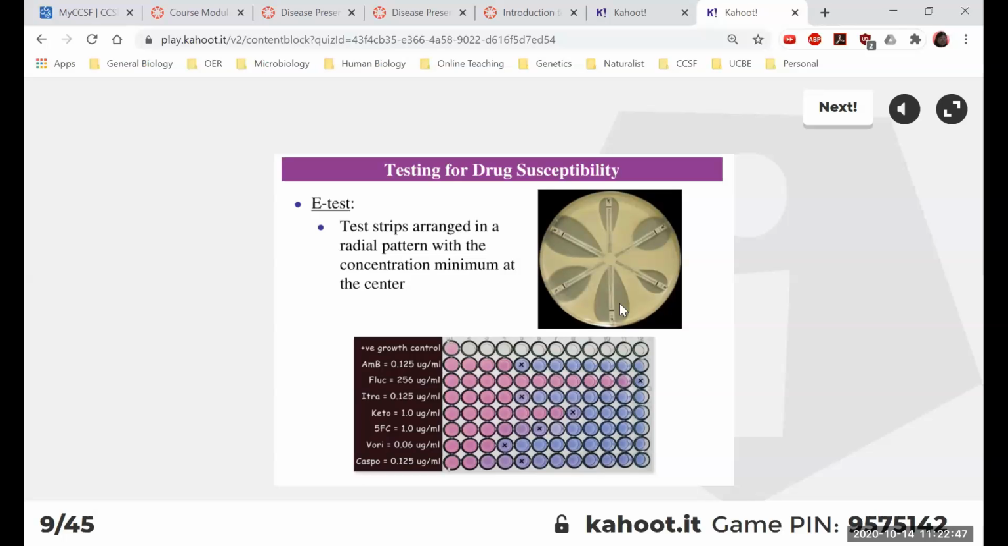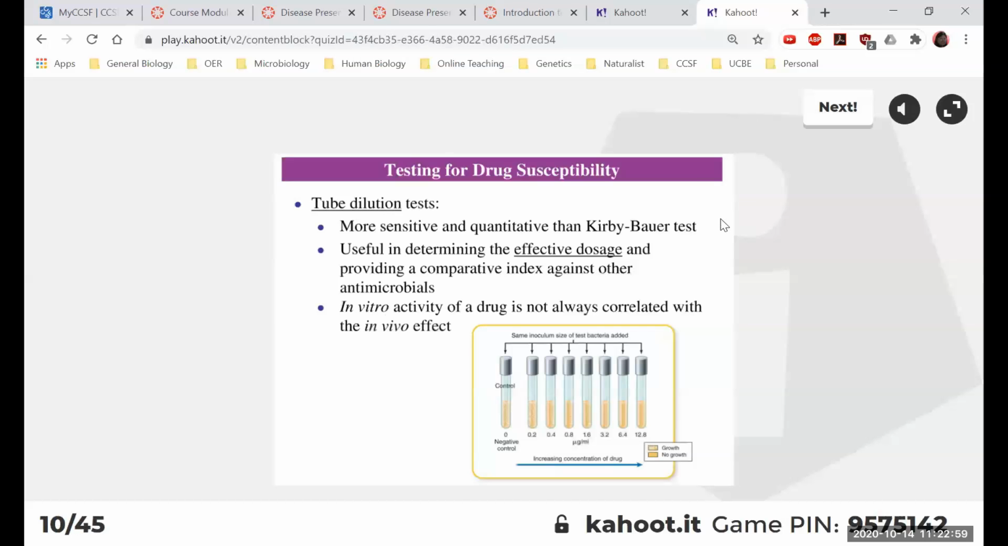And then the other test is the tube dilution, which can be done in this 96-well format, or you can literally just use test tubes for doing different dilutions. So the idea is to have different dilutions of the drug. So once again, this also gives you some dosage information, which Kirby-Bauer doesn't, because each disc contains just one single concentration. And then you try to inoculate bacteria into the different tubes, and then you look for the minimal inhibitory concentration. Basically, what is the lowest concentration of the drug where you do not see bacterial growth?